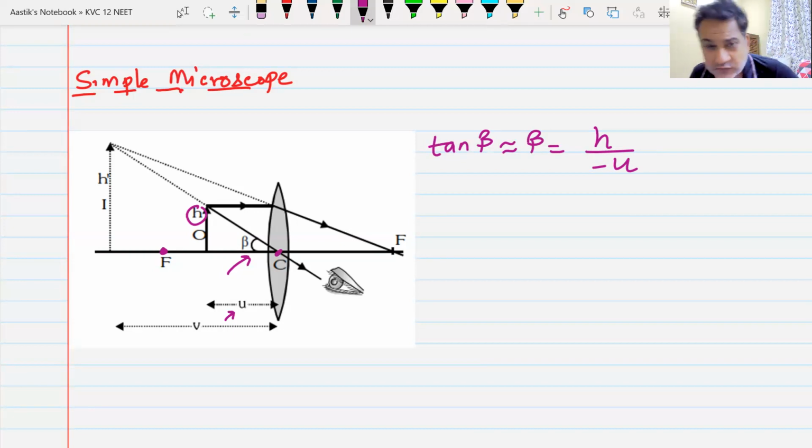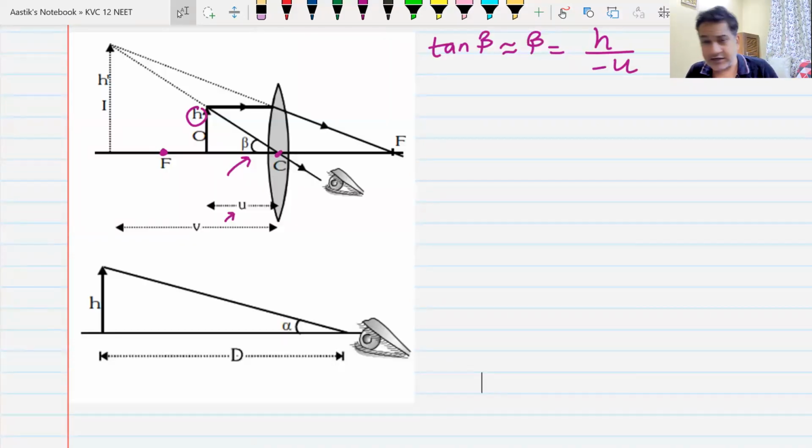Now, whenever we are trying to understand the magnifying power of an instrument, we must understand how big it is making the thing and compare it to how the thing actually was. So here we are comparing this beta with this angle alpha. This angle alpha is the angle at which we normally look at that object, the angle that the object makes at our eye. And this object, to see it properly, must be placed at D.